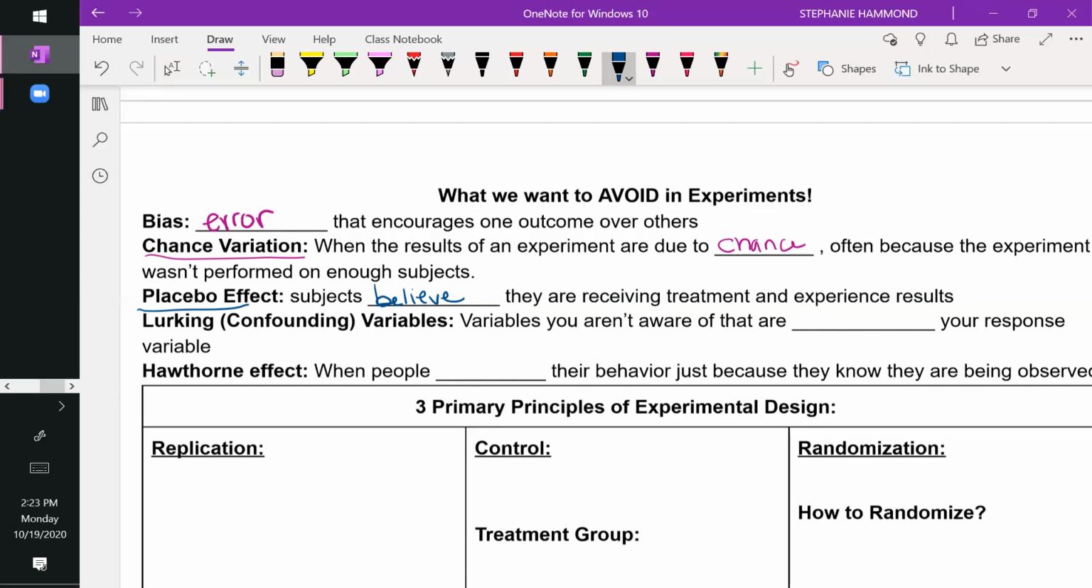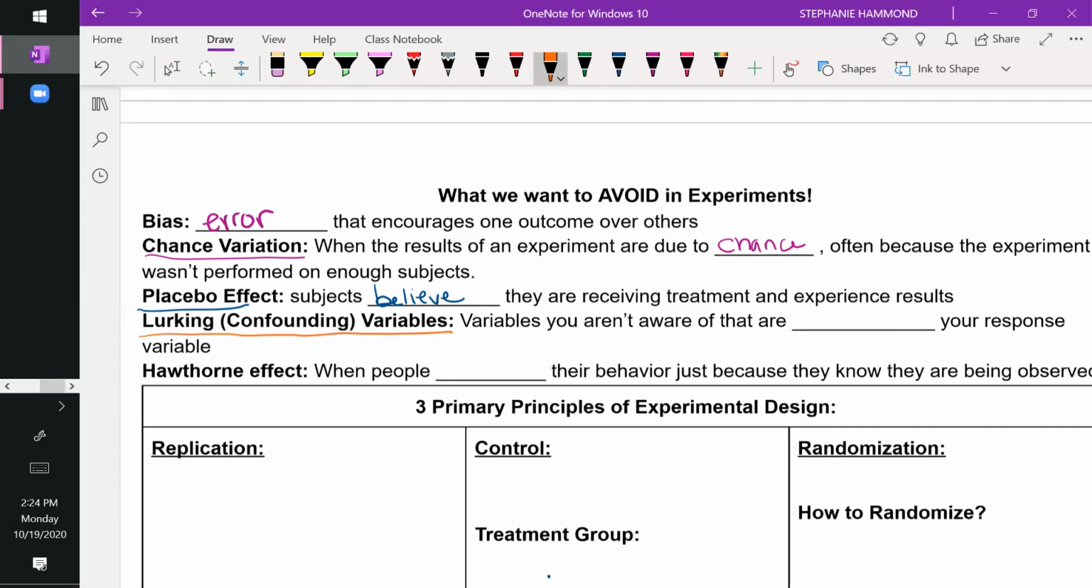So we want to avoid the placebo effect in our experiments. We don't want people to have results just because they know what the intended result should be. So in most cases, when we're performing experiments on people, we don't let them know what we expect the outcome to be. The next thing here is lurking variables, which causes confounding and is also sometimes called confounding variables.